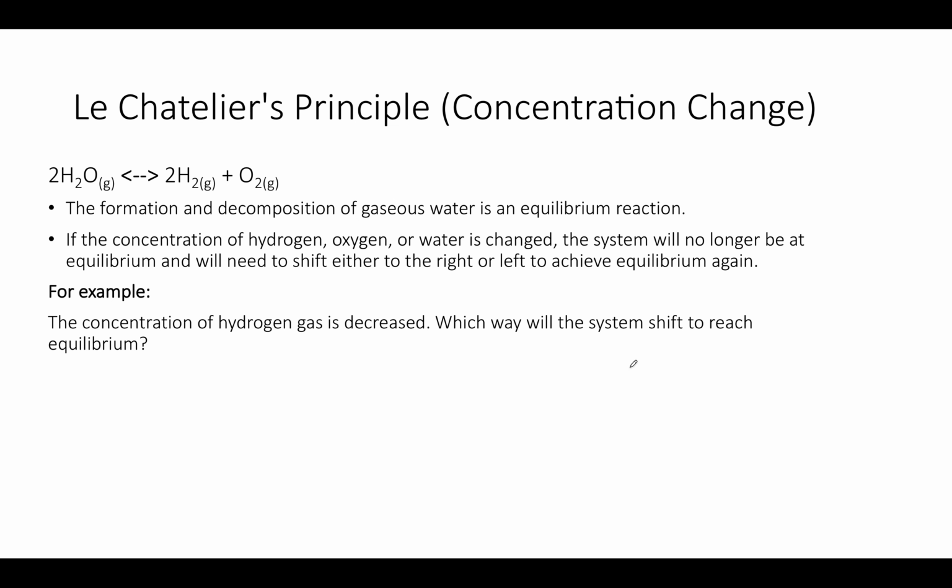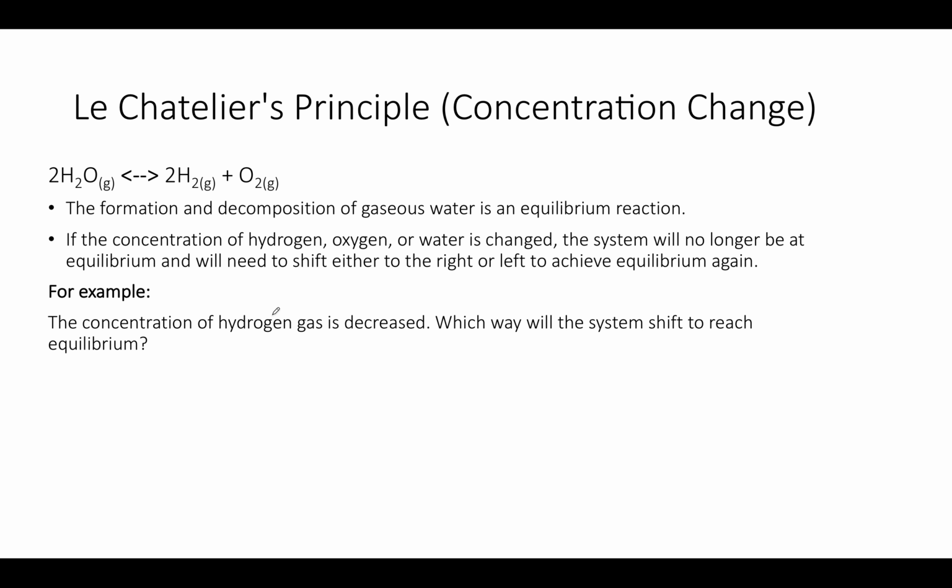So when we talk about Le Chatelier's principle, there are three main components. There's the concentration change, there's the pressure and volume change, and there's the temperature change. So this talks about the concentration change. Here I have gaseous water going to products of hydrogen gas and oxygen gas. But if I go in the reverse direction, I get gaseous water from hydrogen gas and oxygen gas. So it is at equilibrium here.